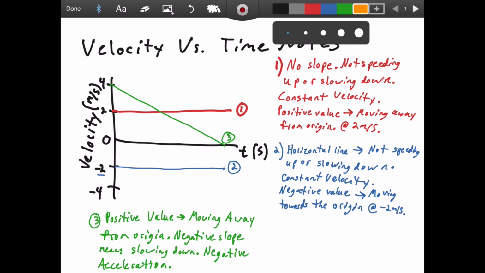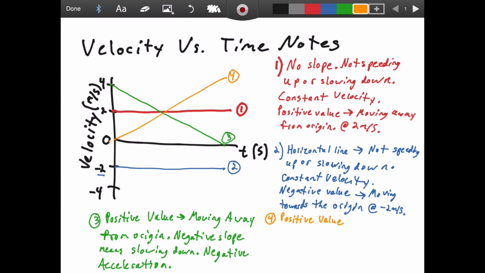So here's our last example above the x-axis. We can see that we're starting at 0 meters per second, and we're ending somewhere around 4 meters per second. The first thing I want to note, and like I mentioned, is that we are above the x-axis, meaning that we have some positive value of velocity. Because of that, we're going to classify it as moving away from the origin.